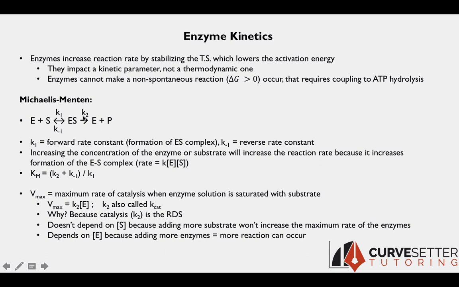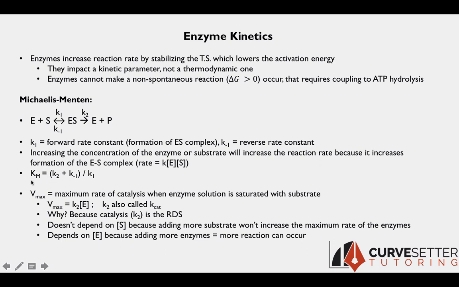And then finally, this K2 is also referred to as Kcat, K catalytic, because this is the rate constant for the actual reaction occurring, the catalytic rate of the reaction. Of course, increasing the concentration of the enzyme or the substrate is going to increase the reaction rate, because it increases formation of the ES complex, right? So the forward rate, the formation of the ES complex rate, is equal to K1 times concentration E times concentration S, so we're going to be able to increase the rate of forming that ES complex.